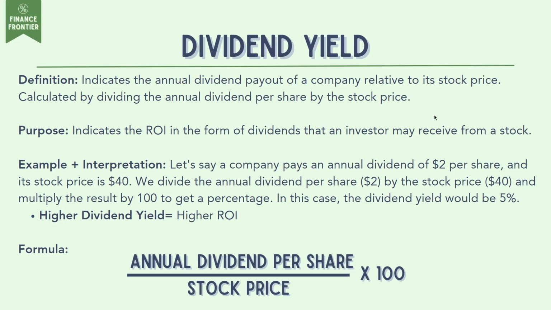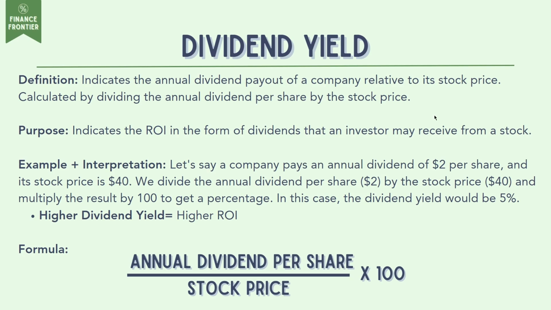Now, in order to understand how the dividend yield works, we've taken an example. Let's say a company pays an annual dividend of $2 per share and the stock price is $40. We divide the annual dividend per share, which in this case is $2, by the stock price, which is $40, and multiply the result by 100 to get a percentage. When we put this into the calculator, we get the dividend yield as 5%. And so a higher dividend yield basically indicates a higher return on investment, which means that this is a stock that you should consider buying. And then of course, here's the formula that we discussed.